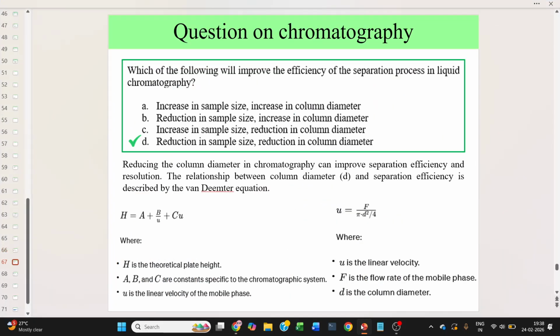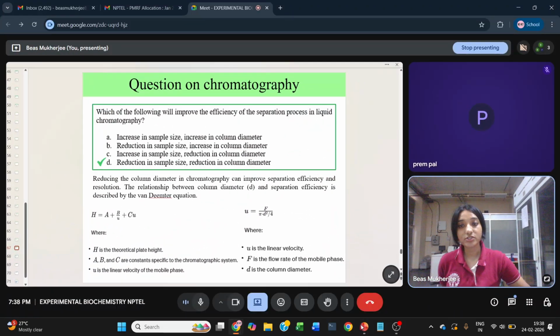Okay. So we'll go back to the question. We will see that reducing the column diameter in chromatography can improve the separation efficiency and resolution. The relationship between the column diameter and separation efficiency is given by this equation. You can see mu is equal to F divided by pi into d squared by 4, where F is the flow rate of the mobile phase.